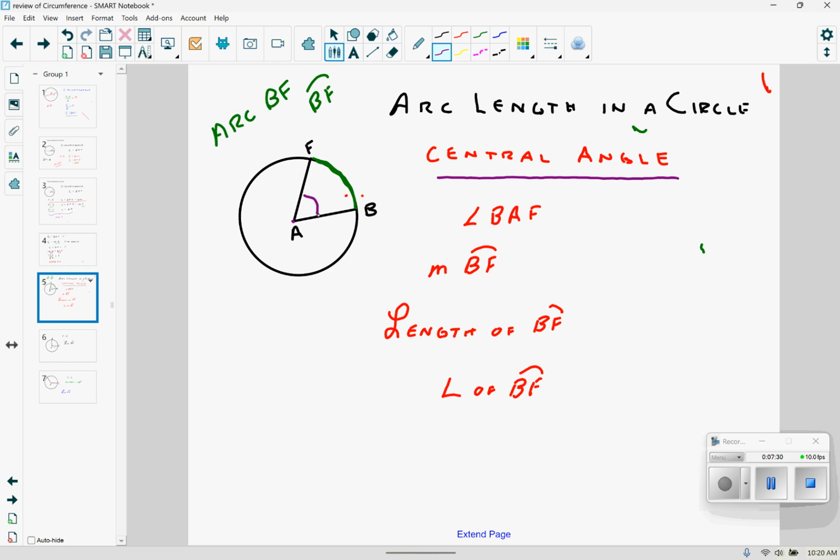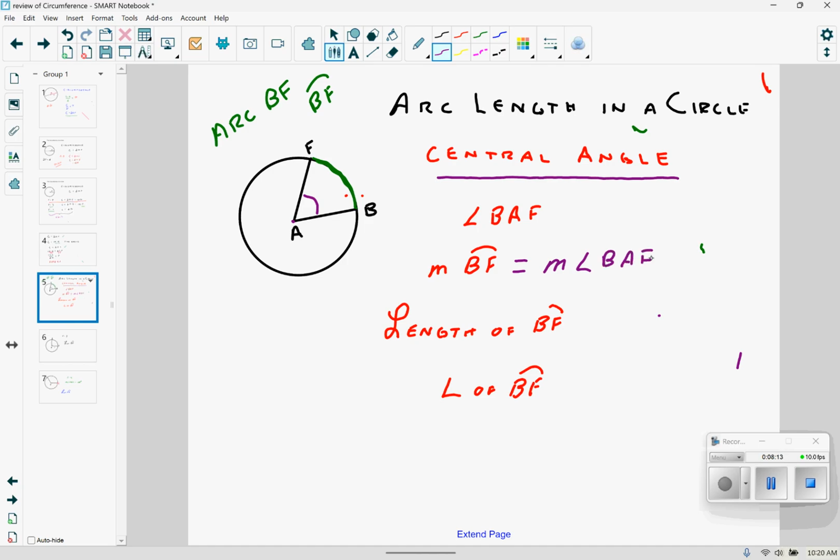The vertex of the angle is the center of the circle. So we're going to talk about angle BAF. What is interesting is that the measure of this angle BAF is equal to the measure of arc BF. So the measure of arc BF is different than the length of arc BF.